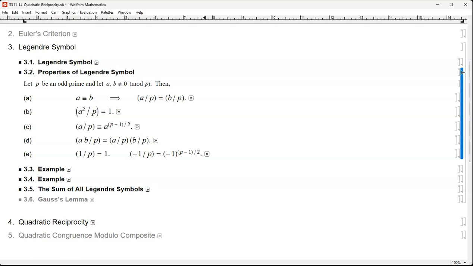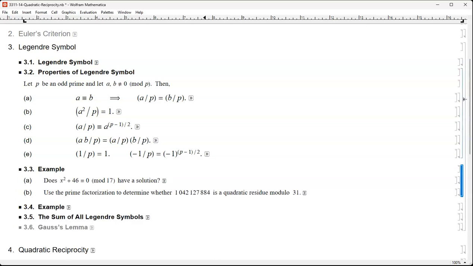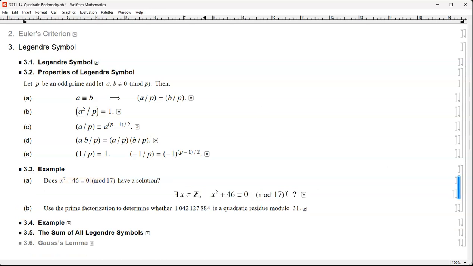Alright, we went through the properties of the Legendre symbol. Let us go ahead with some example problems. Let's see a couple of computation problems. This one is from our textbook: x squared plus 46 is congruent to 0 modulo 47. Does it have a solution? Equivalently, we can say x squared is congruent to negative 46 modulo 47 after flipping the 46 over to the other side. In short, I'm asking whether negative 46 is a quadratic residue modulo 47 or not.